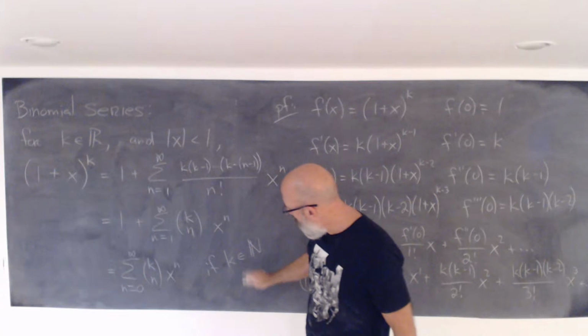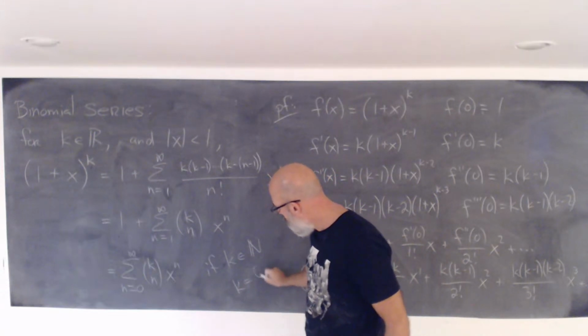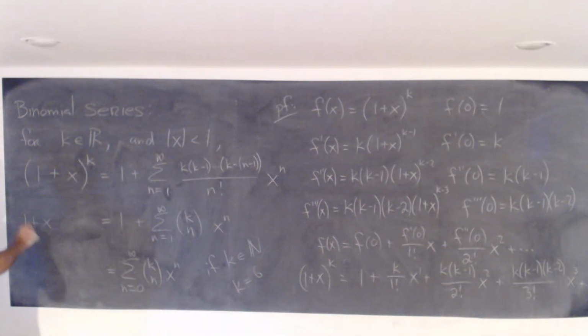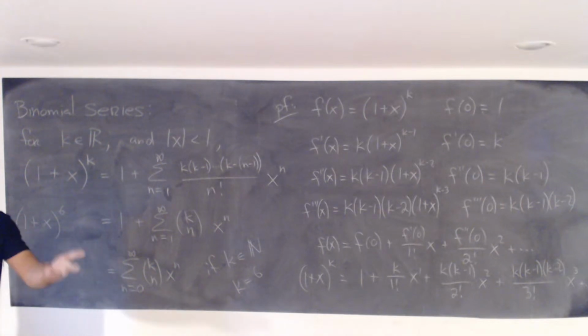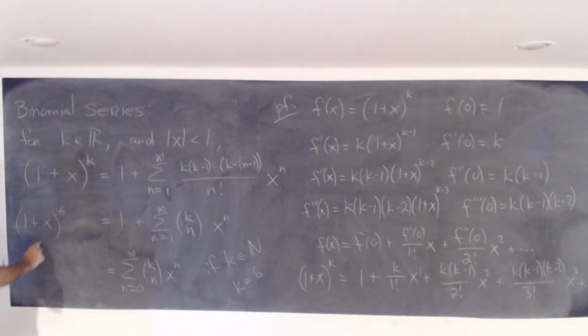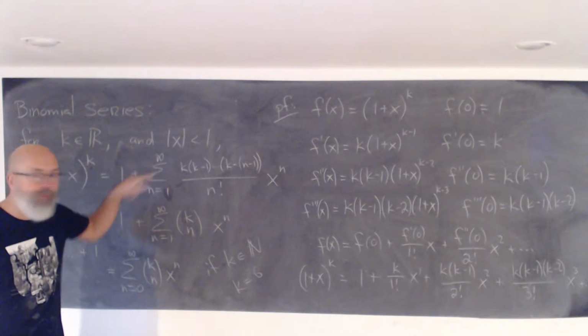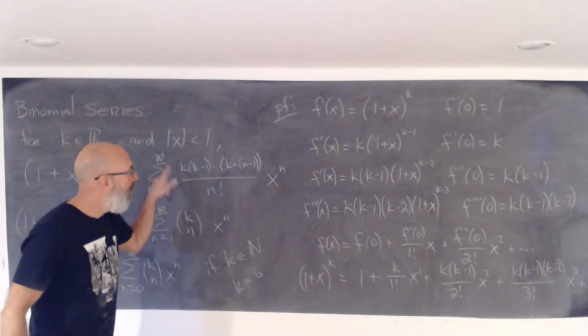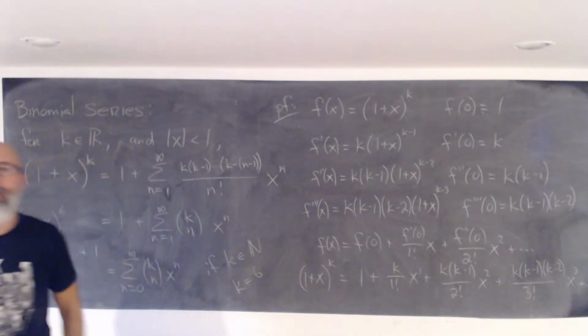Because if k is a natural number, let's say k is 6, what are you really working with? You're working with 1 plus x to the 6. And if you expand this, you get a polynomial, right? This is x to the 6 plus other stuff all the way to 1. You get a finite polynomial, which is its own Maclaurin series. So the Maclaurin series should be finite. And it absolutely is, because eventually the numerator is going to be 0.